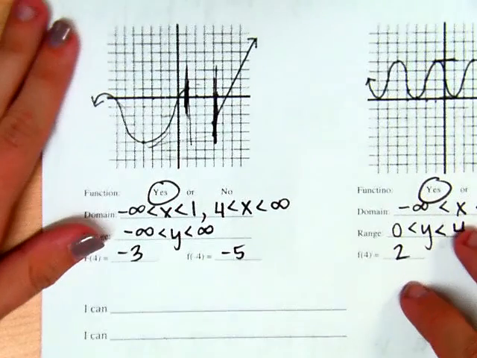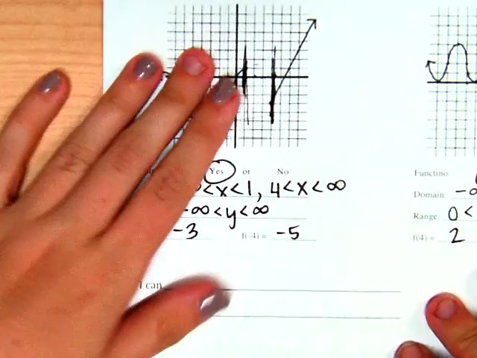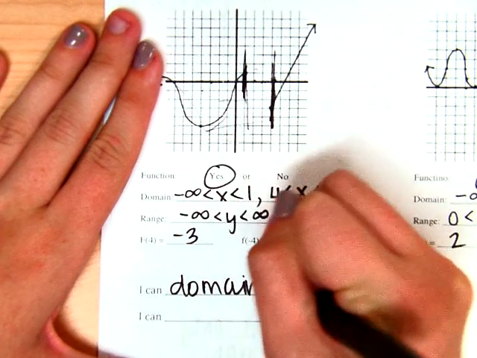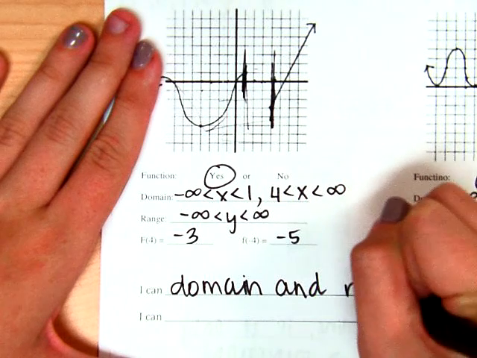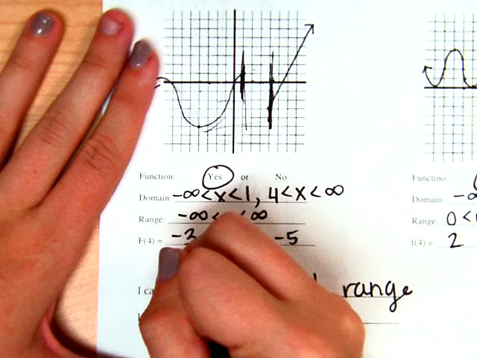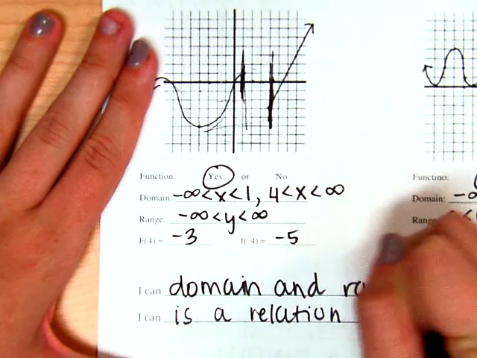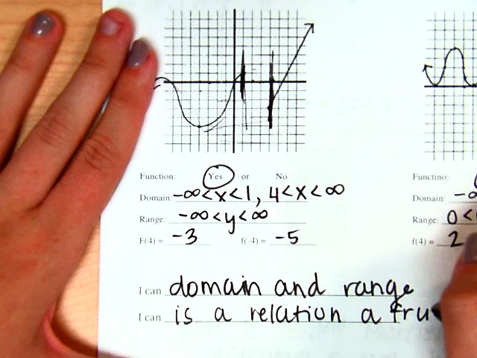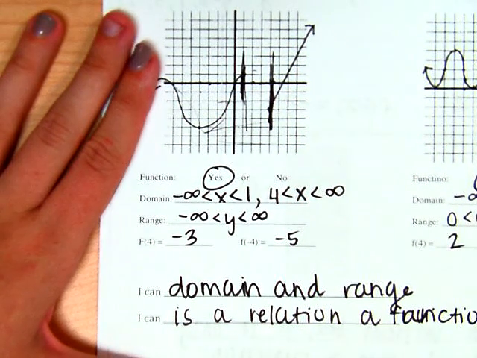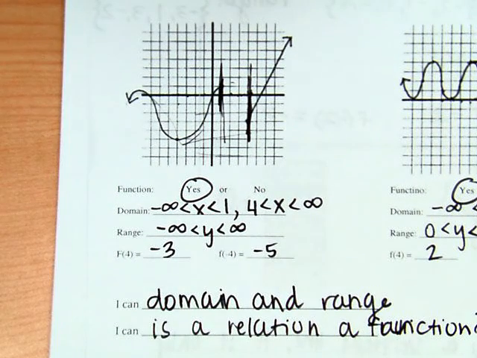Last thing on here, what did we just talk about? What did we just learn? What can we do now? We can find domain and range. That was the goal a little bit. And then number 2, we can determine whether a relation is a function. Wow, I spelled function way wrong. There you go. There's 2.1, day 1.